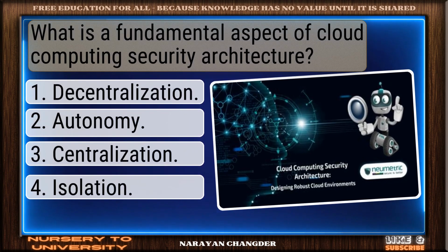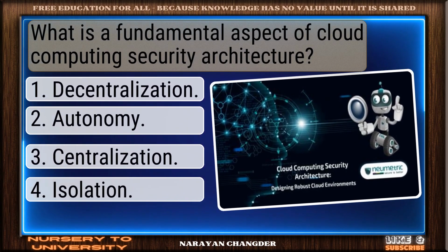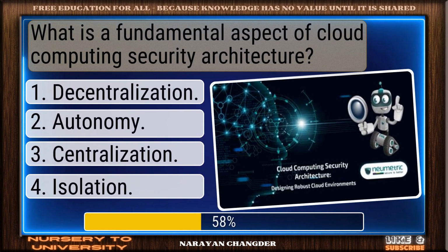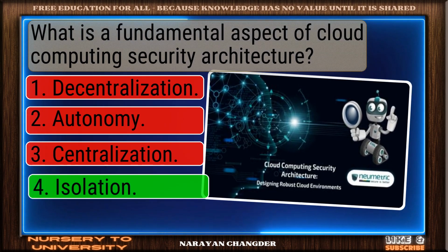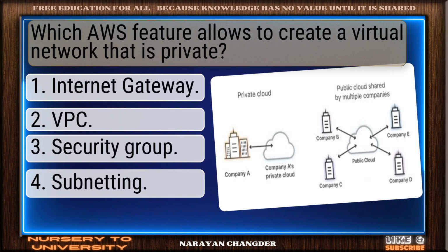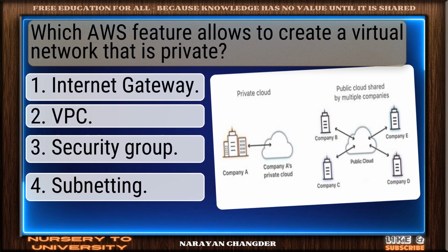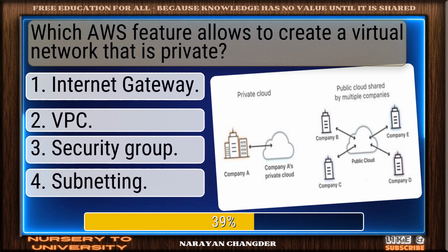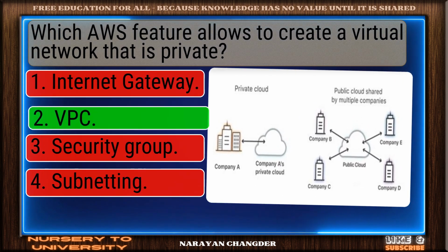Question number 50. What is a fundamental aspect of cloud computing security architecture? Correct response. Isolation is the most accurate answer. Question number 51. Which AWS feature allows you to create a virtual network that is private? Amazon VPC is an accurate answer.